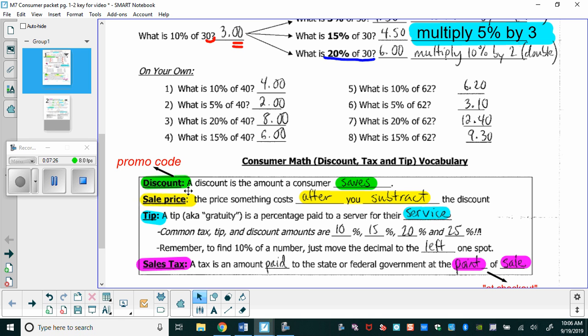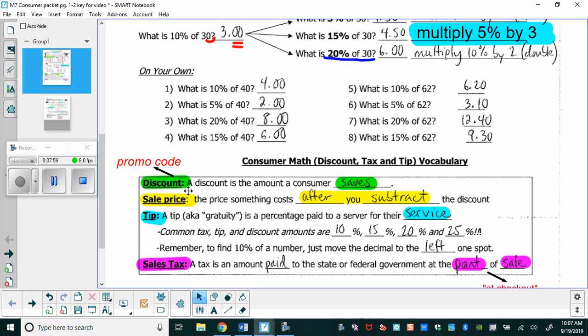Now tip is a percentage paid to a server for their service. So a lot of times in a restaurant, you're going to pay a server. Sometimes with house cleaning services, when the house cleaners are done, people will leave a tip. Same thing in hotels. Sometimes people will choose to leave a tip for the maid who's going to be cleaning up the room. So anybody who provides a service, if you kind of want to say thank you, a thank you is your tip. It's a gratuity. Now common tax, tip, and discount amounts are going to be 10, 15, 20, and 25%. We're going to see these numbers a lot.